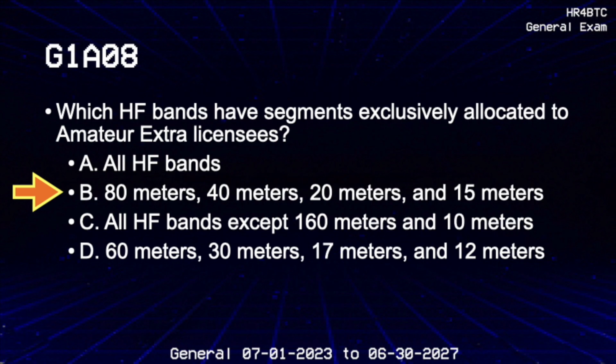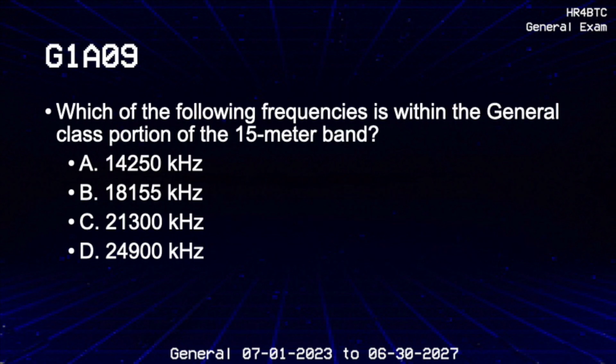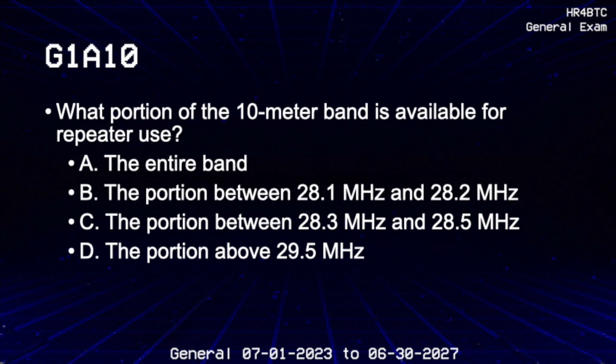80 meters, 40 meters, 20 meters, and 15 meters. Which of the following frequencies is within the General Class portion of the 15-meter band? 21,300 kHz. What portion of the 10-meter band is available for repeater use? The portion above 29.5 MHz.